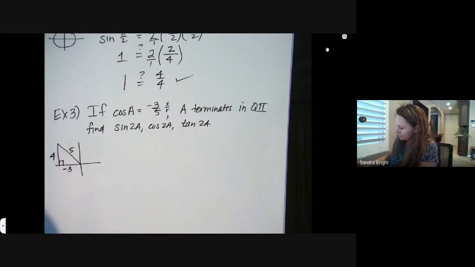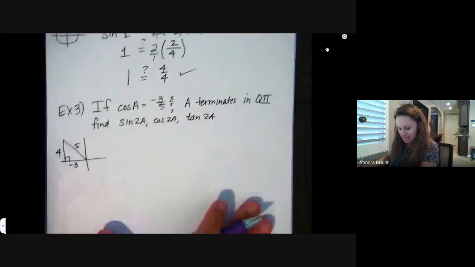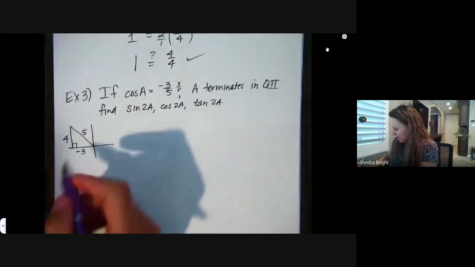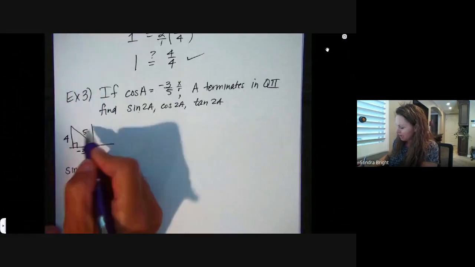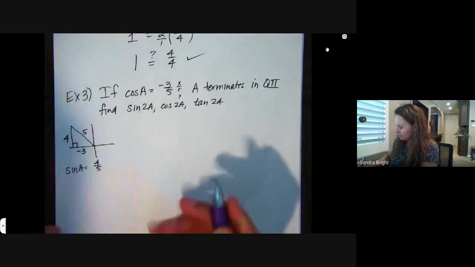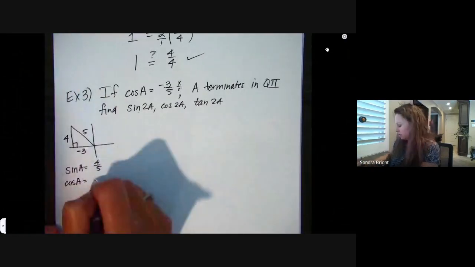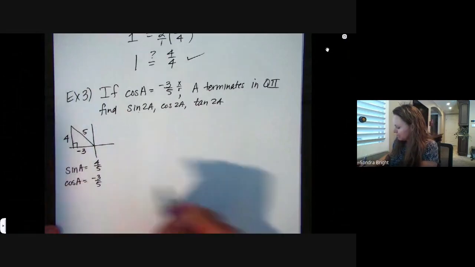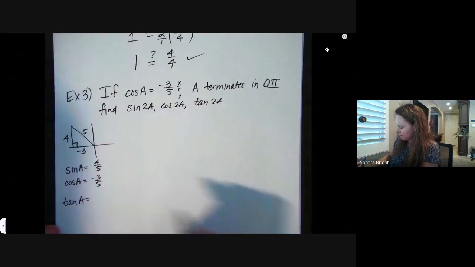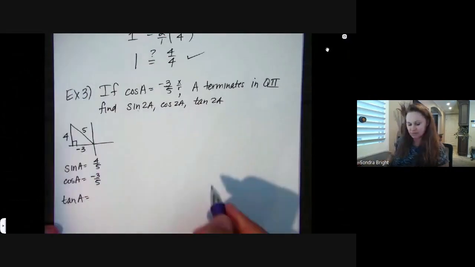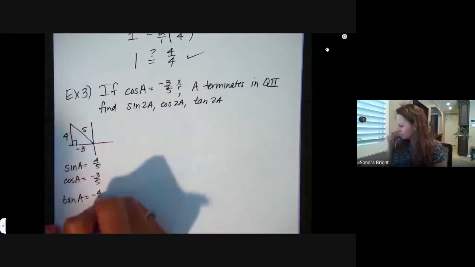What does that mean? That means sine of a is y over r, so positive 4 over 5. Cosine of a is x over r, which they also gave to me, but I'm just going to rewrite it again. And tangent of a is y over x, so 4 over -3. We always just stick the negative out front like that, or up top, either one.